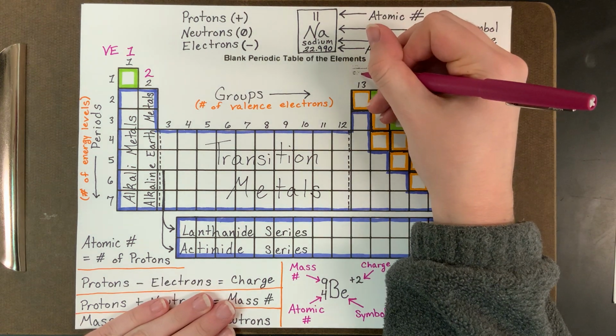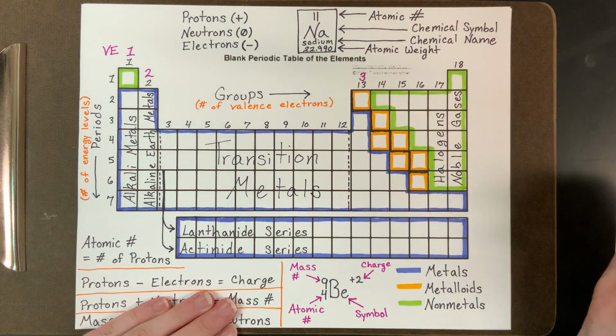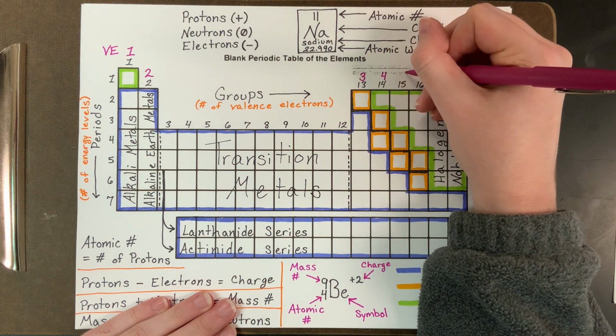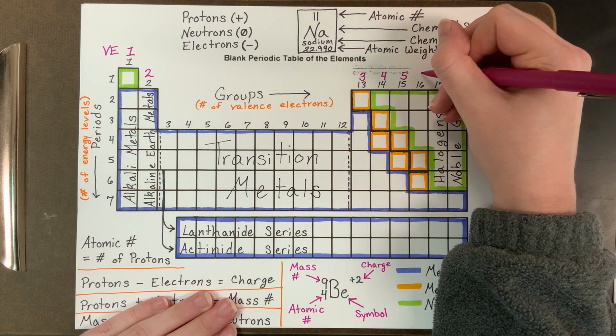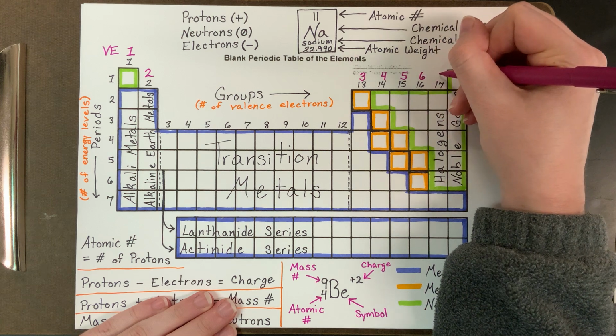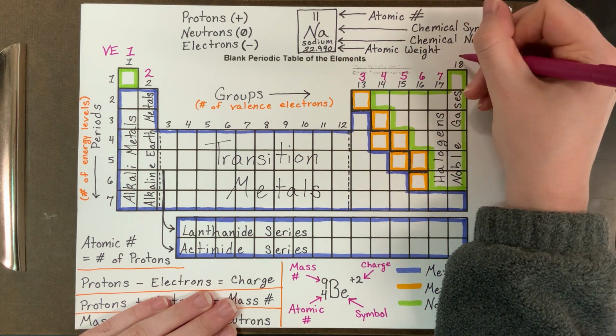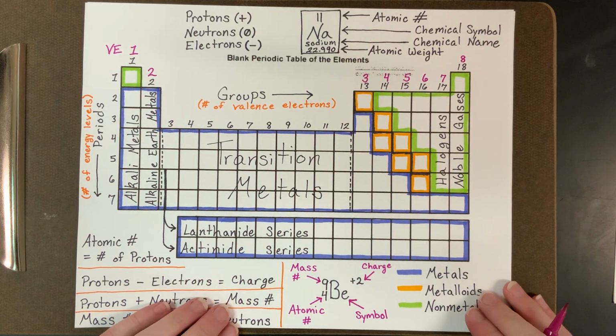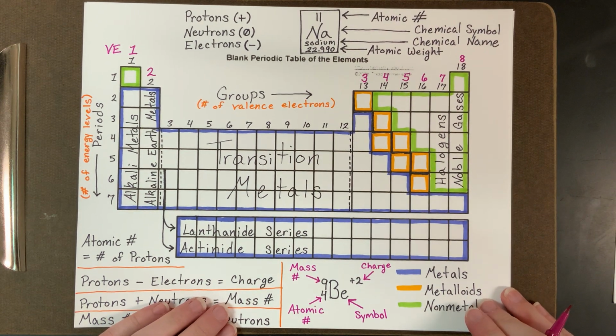We're gonna jump over to group 13, where I can have 3 valence electrons. Group 14 has 4, 15 has 5, 16 has 6, 17 has 7, and 18 has 8. These are my total number of valence electrons.